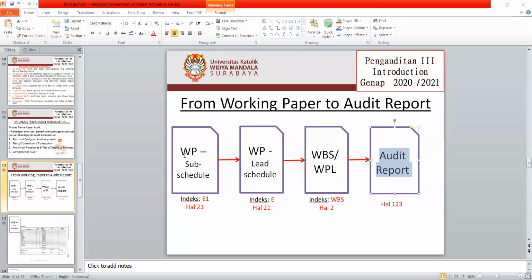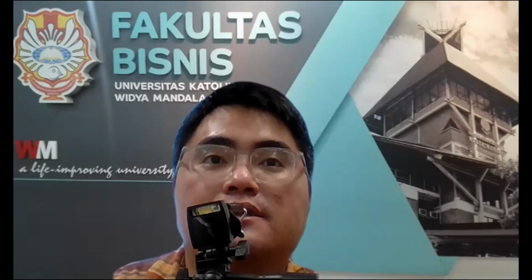The working paper with schedule and the amounts will go to the working balance sheet and working profit loss, and the numbers on the working balance sheet and working profit loss will be added in the audit report. So I will share again the example of the working balance sheet.